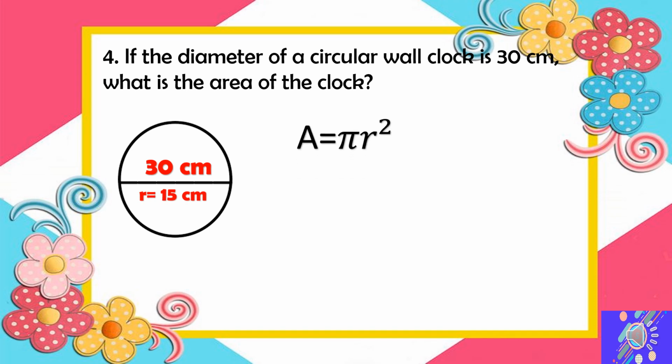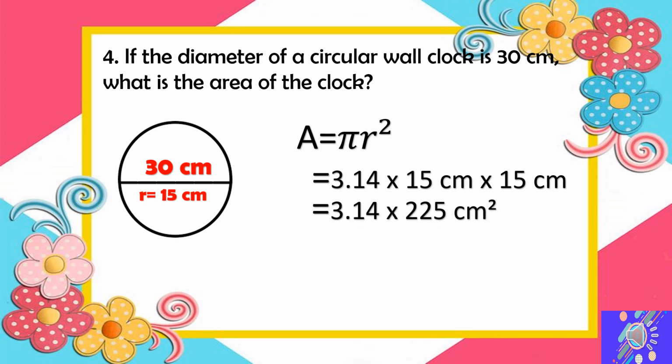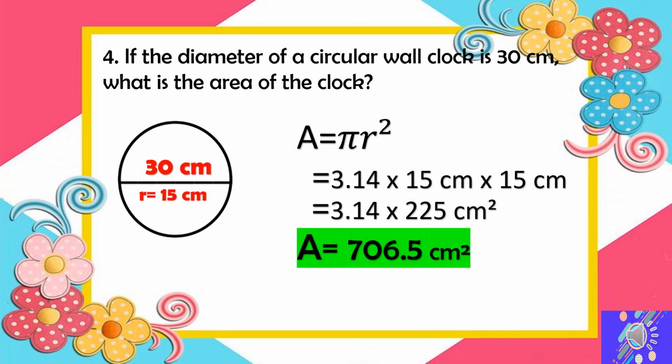So again, we will be using the formula A equals pi r squared. So that means 3.14 times 15 centimeters times 15 centimeters. When we multiply 15 times 15, the answer will be 225. So we will now multiply 3.14 times 225 square centimeters. And then we have now the area of 706.5 square centimeters.